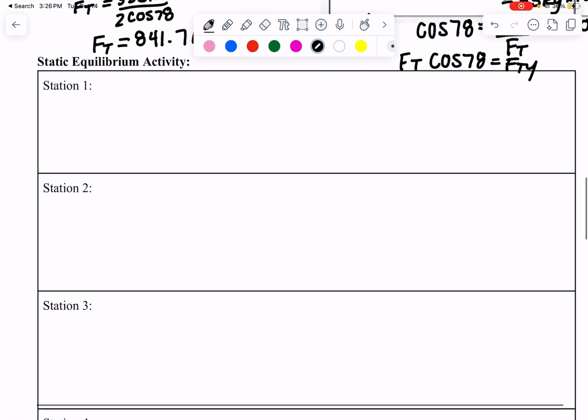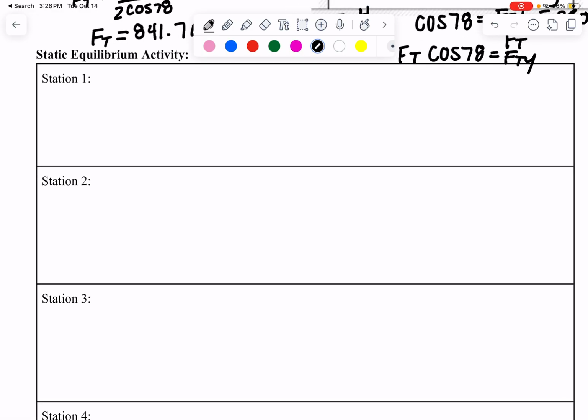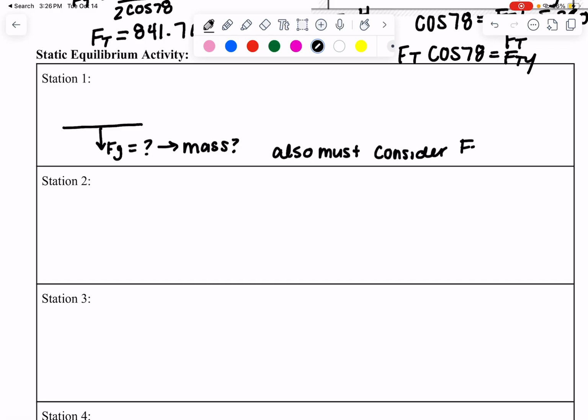Okay, I'm going to talk about these 3 stations here. So the station 1, you are going to have a meter stick that looks like this, and you're going to have an FG that acts down. And you are going to try to find the FG, which will then help you determine what the mass is. Okay, now with this meter stick, you also must consider FG of the meter stick.